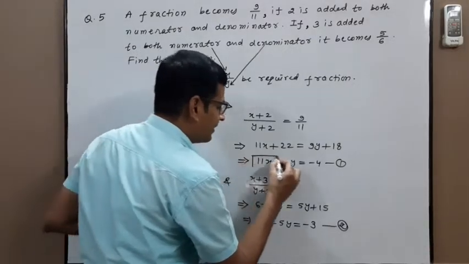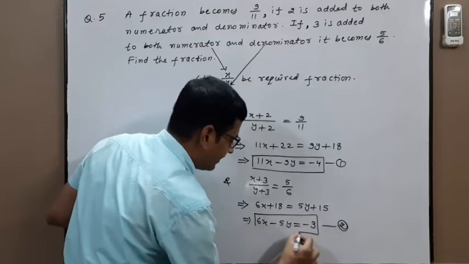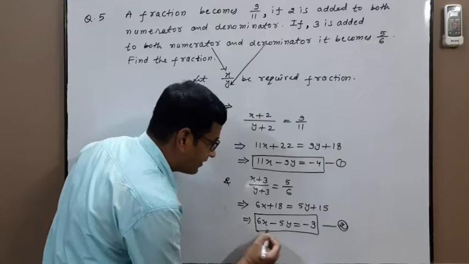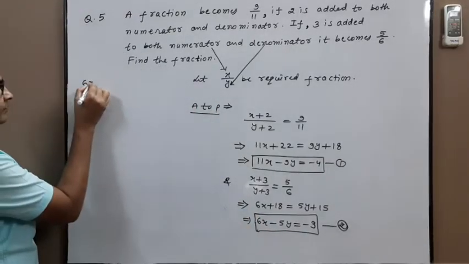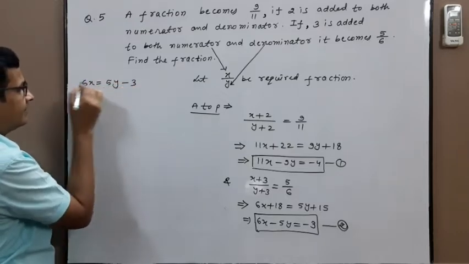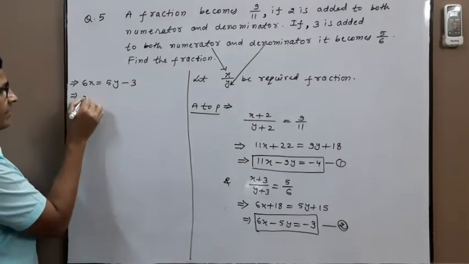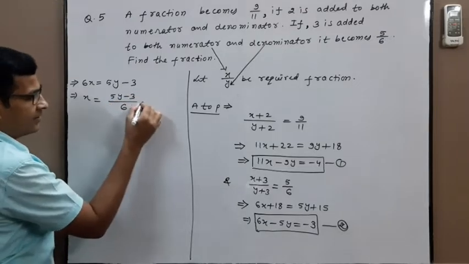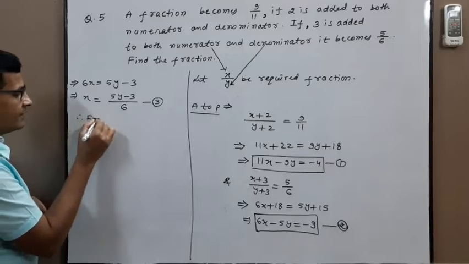Now there are two equations. Using the substitution method, find the value of x. For this, find one of the variables from equation number 2. 6x is equal to 5y minus 3. So x is equal to (5y minus 3) upon 6. Give equation number 3.